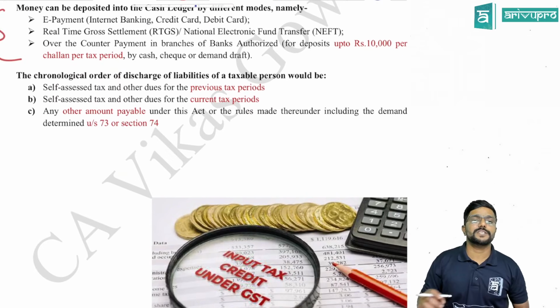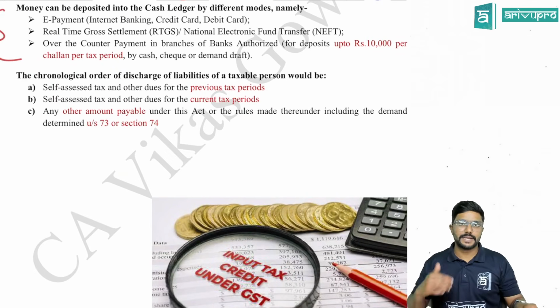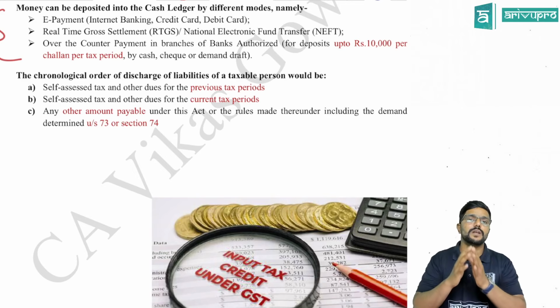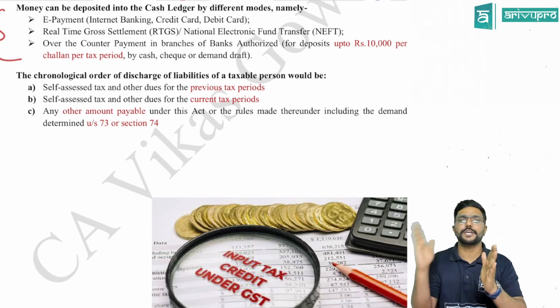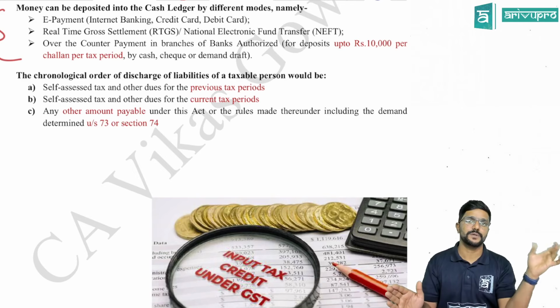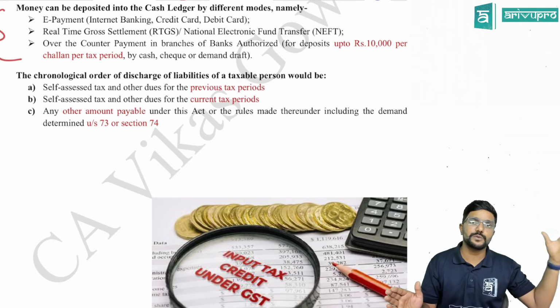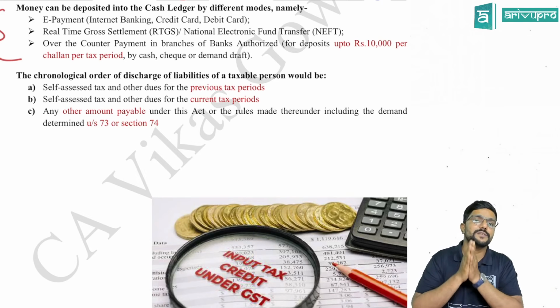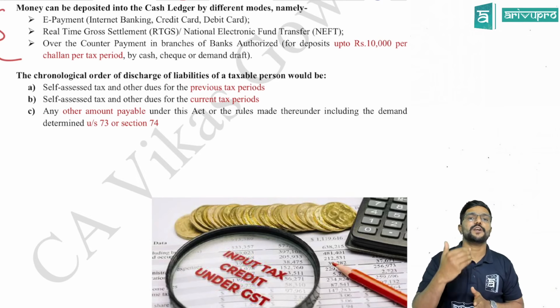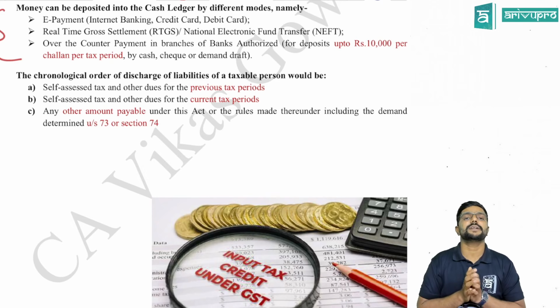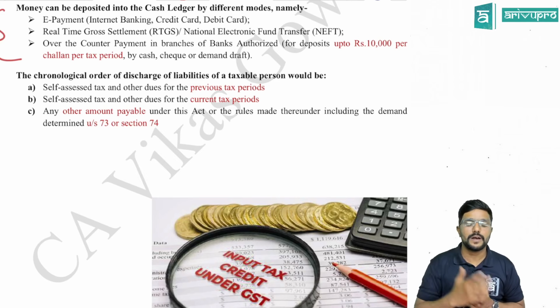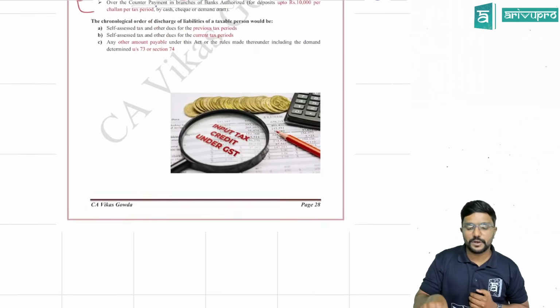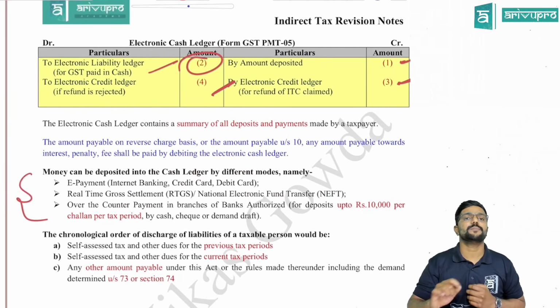Then the chronological order to discharge the tax liabilities under GST is, first you always have to pay the tax and other dues with respect to previous tax periods. Only after you pay the dues with respect to the last tax period can you pay the tax and other dues with respect to the current period. And the last option is, even if the person is liable to pay but has not paid, in that case the department will come and recover the tax. That will be the last option, guys. So this is all about the revision of chapter 4.